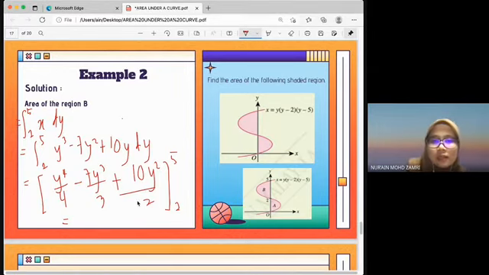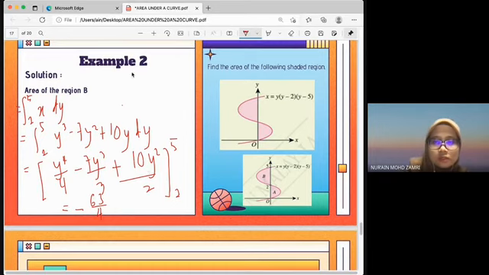Since the region B is to the left of the y-axis, you will get negative. And then the answer will be negative 63 over 4. Okay, so like I said before, the negative sign is just to indicate that the region is to the left of the y-axis. And you can just ignore it when you do the conclusions.